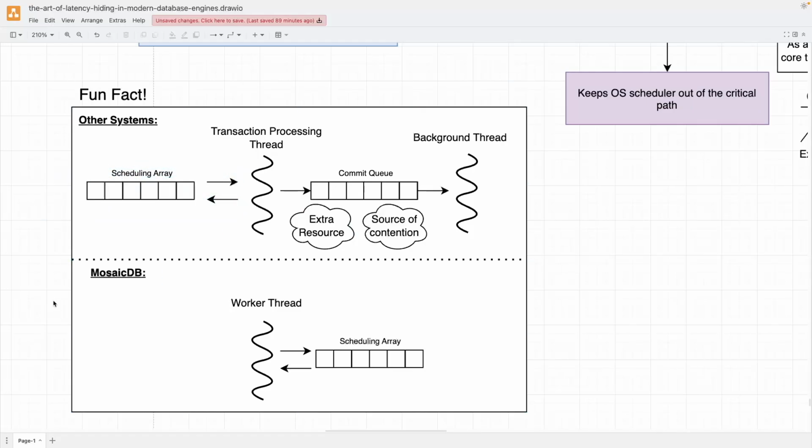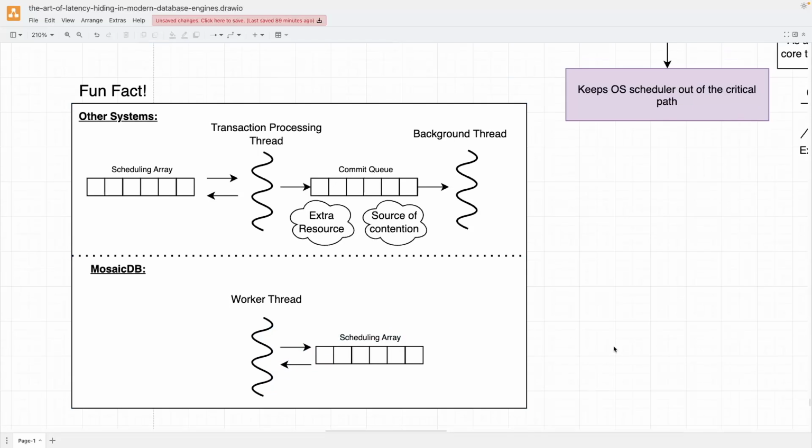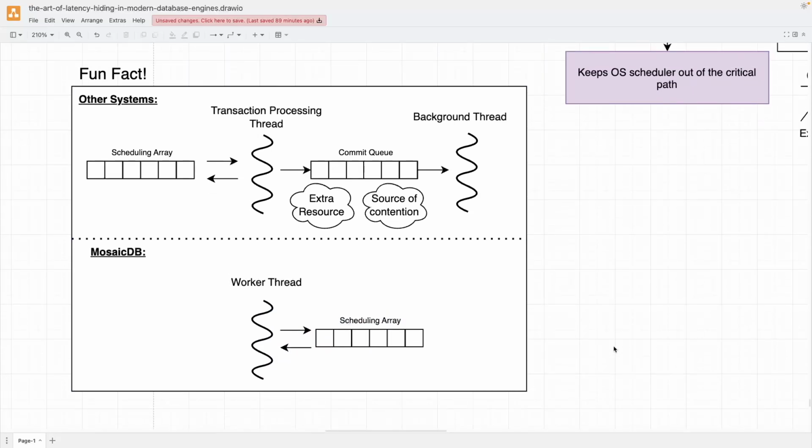But in MosaicDB, it's all simple. You have your worker thread and the worker thread only, and the scheduling array for the transactions that you want to schedule on it. And that's it. That's how MosaicDB saves on multiple latencies, minimizing them, and whatever latencies remain are hidden very well. And by hidden, remember, hidden essentially means that while a certain latency is happening, some other work is going on on the CPU, so that the CPU always appears busy. It always appears that it's doing something of value to the user.